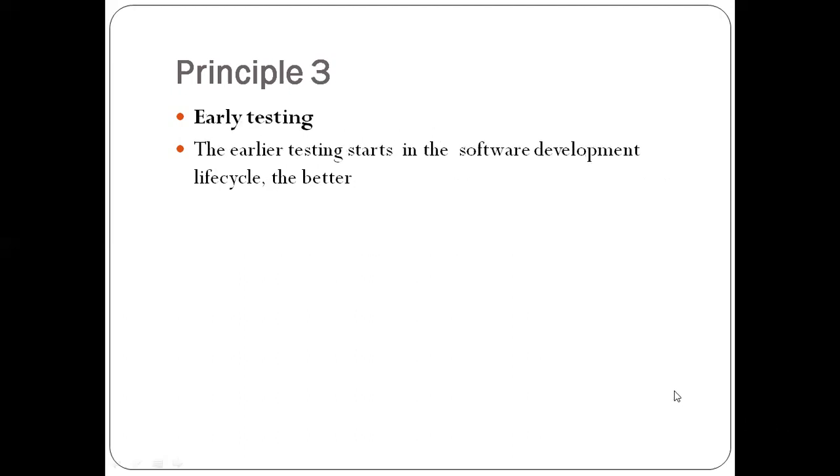All right. Principle number 3, early testing. So the earlier testing starts in the software development life cycle, the better for everybody. What do we mean by that? Let's assume you are going to develop a software for a customer. A vendor contacts your software development company that they need a software, and they gave you requirements or what the software will be doing for them. But somehow your business analyst, system analyst, they got the documentation of the requirement wrong. So the requirement they passed to the programmers were wrong.